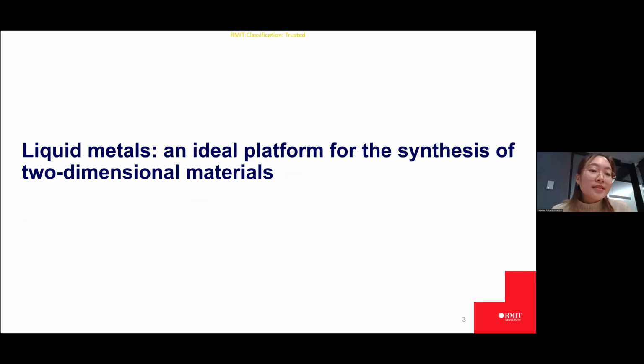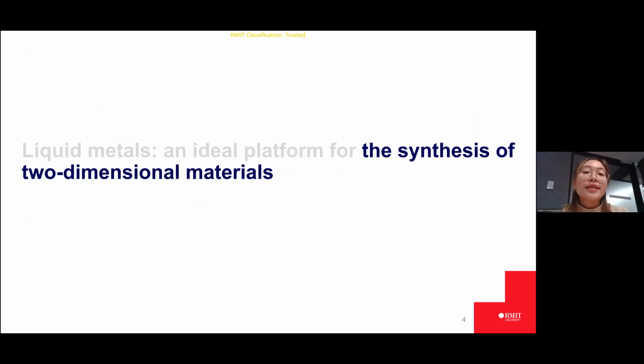So as the topic said, it's about liquid metals, the platform for making 2D materials. Right now, the title may seem like a lot to process, so I might just break it down to a few keywords and introduce you to what we are doing here. So the first one I would like to talk about is the synthesis of two-dimensional materials.